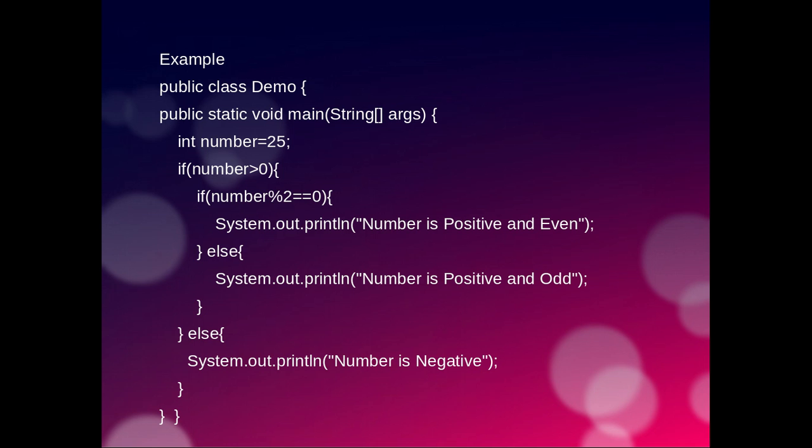If the number modulus 2 double equal to 0, that means the number is positive and even. If it is not, it is a positive number but not even, so another block of statements will execute, that means the number is positive and odd. If both conditions are false, then it will execute the else block, that means the number is negative. In this way we have discussed the whole program.